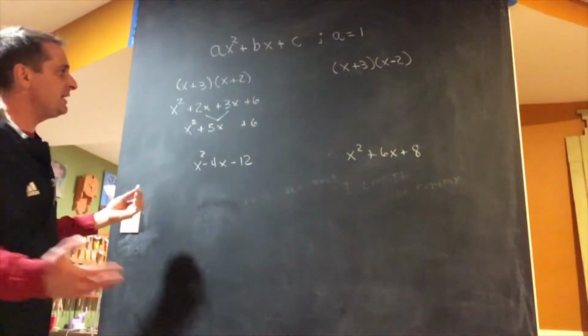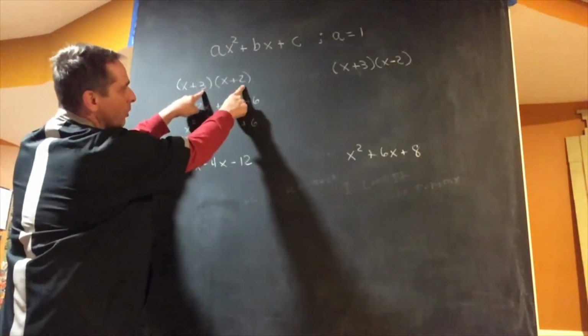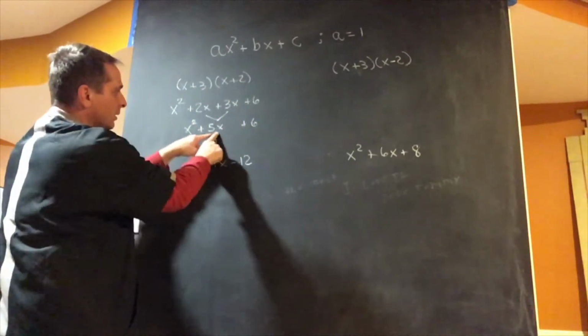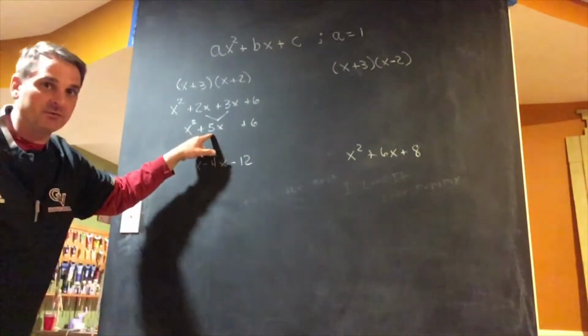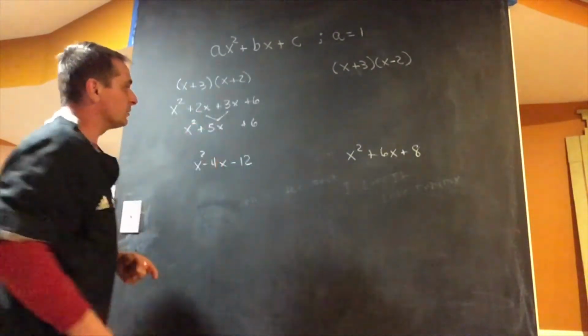So we can see that this back term, our constant term, was built by multiplying these two back numbers. And our linear term, or the x to the first power term, was built by combining outers and inners.